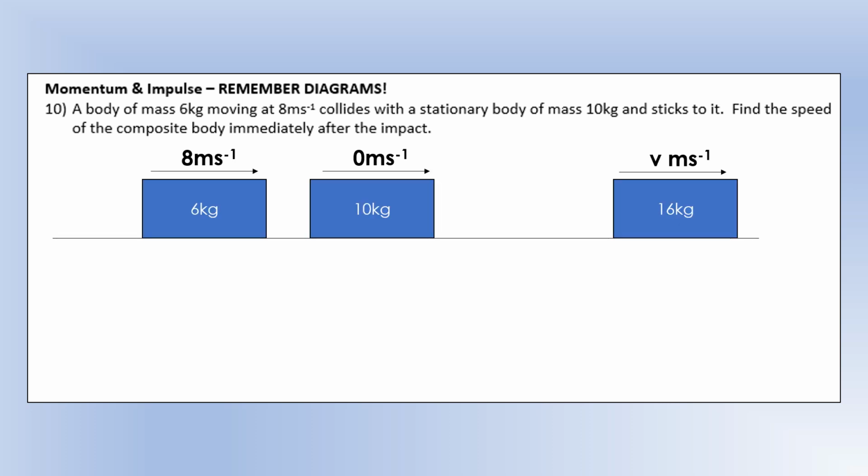We've got the 6 kilogram object traveling, and they combine together to give you an object of mass 16 kilograms. So applying conservation of momentum, or initial momentum equals final momentum, we know that the initial momentum is 48, 6 times 8. The final momentum is 16v. Then we can solve what v is, 3 meters per second.